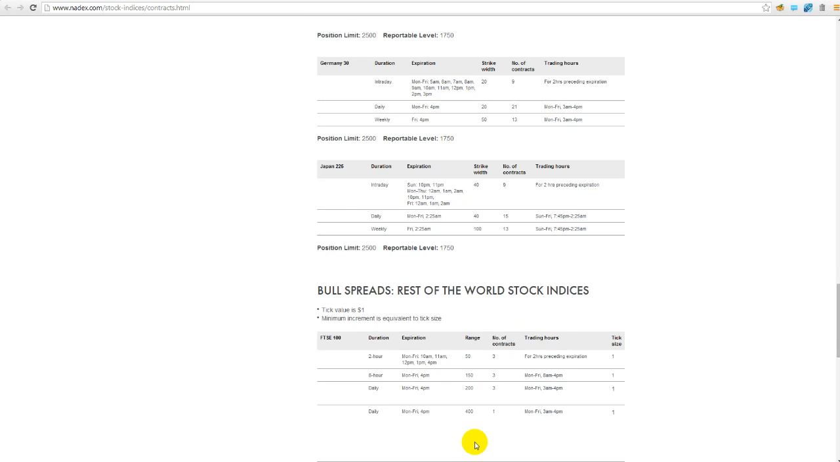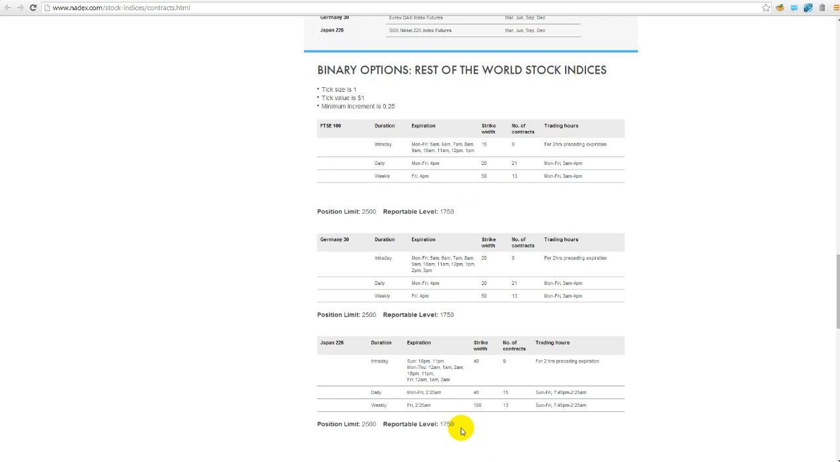Brian, I'm not sure what you're asking. Am I showing that on my screen? But right now I'm showing the contract specs for the FTSE and the DAX on my screen.